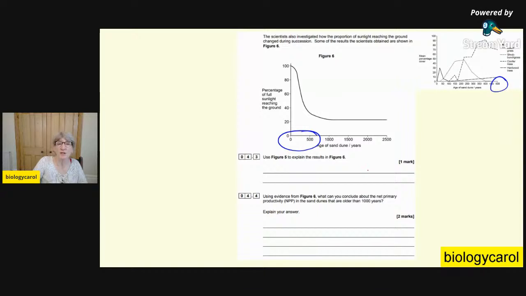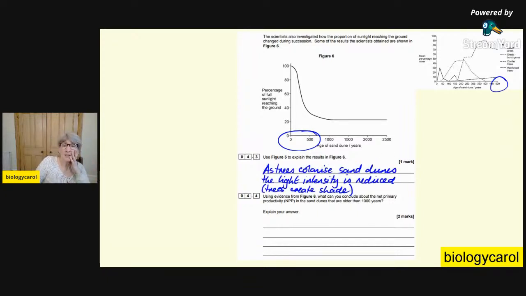So here I am going, use figure 5 to explain the results in figure 6. Well, the trees are reducing the amount of light reaching the ground. Okay, light intensity is reduced. Trees create shade. Wasn't quite sure what they're looking for. There we go. Trees block the sunlight. Notice they didn't want you to put blocks all sunlight. Really easy to have said that.